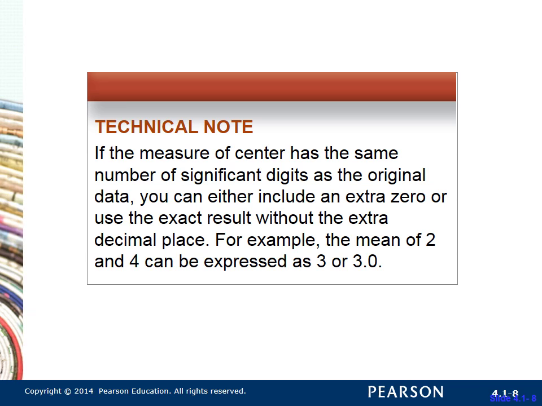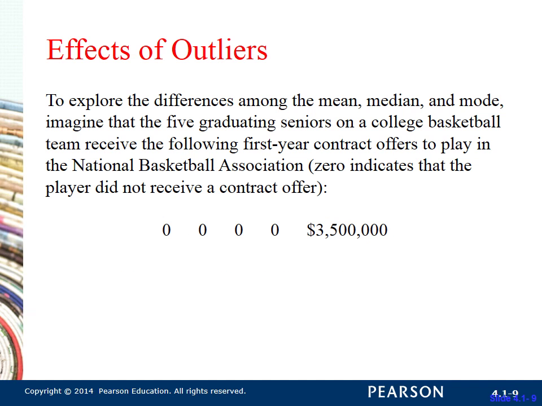All right, now just to note that the measure of center has the same number of significant digits as the original data, so you can either include the extra 0 or use the exact result. For example, the mean of 2 and 4 can be expressed either as 3 or 3.0. Your calculator sees those two the same way, but to be correct, you really want to do the 3.0 to get that one more degree of precision than the original data.